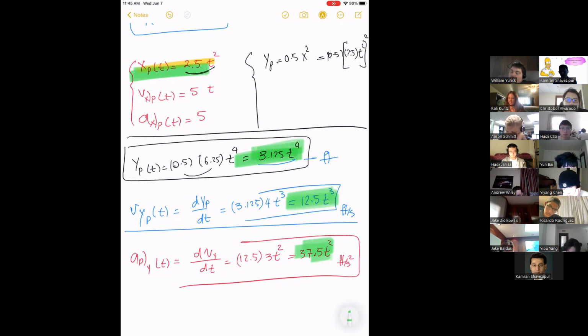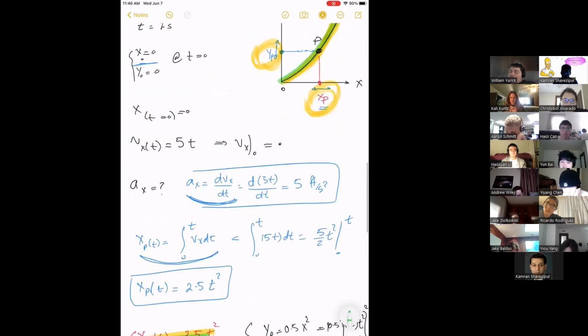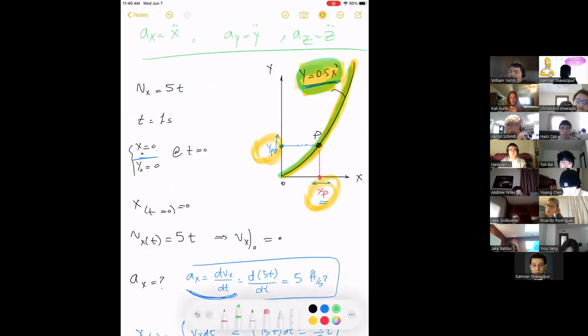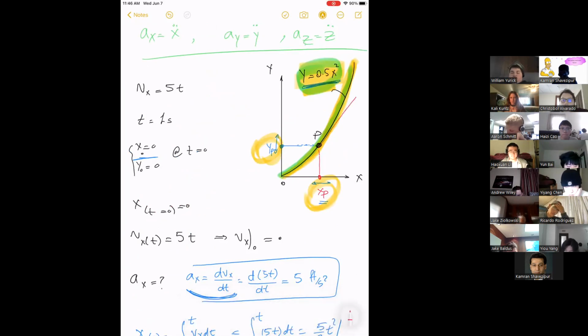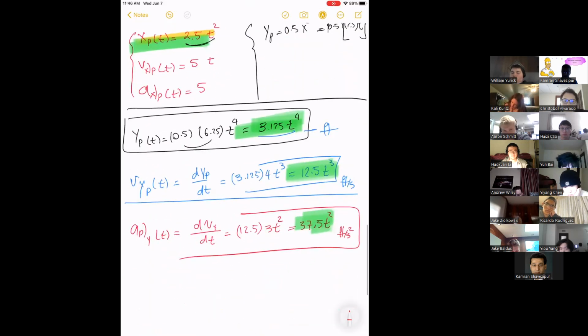Now, how can I find the magnitude of position, acceleration, velocity of particle P? Because first of all, if this is particle P, I know that its velocity has to be tangent to the path, right? How long this vector goes, I don't know, but it has to be tangent. Acceleration, it could be anything. Any question?